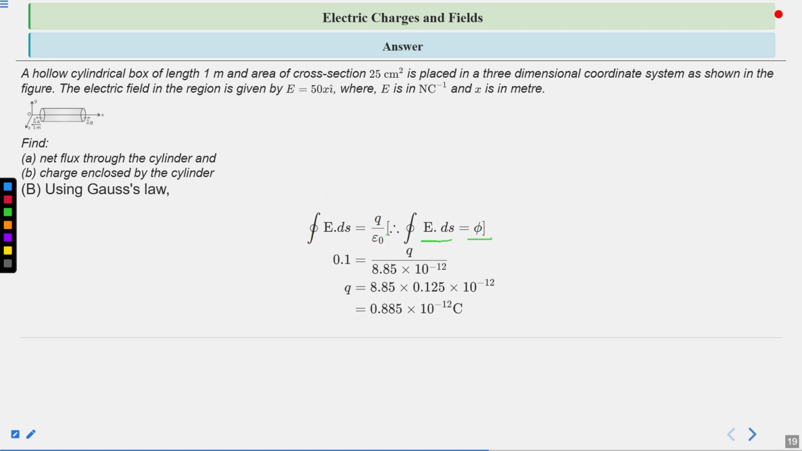So here the flux is given, and the value of Q we have to find, and epsilon naught is 8.85 into 10 raised to the power minus 12. Solving this, you will get Q equal to 0.885 into 10 raised to the power minus 12 coulomb. So this is the value of charge asked in the second option. Charge enclosed by the cylinder is this one.